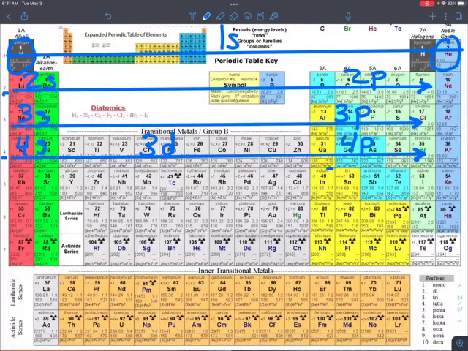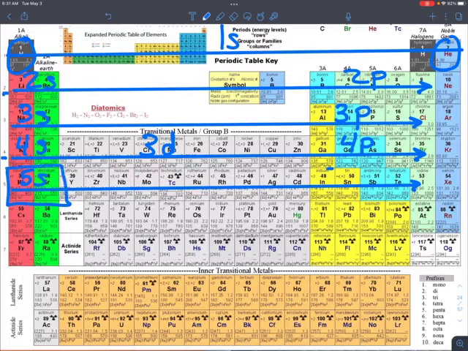Now we go down here to the fifth row. If we look at this fifth row, we have 5s. Why 5s? Because the first two are always found in that spherical shape. Now, if we're reading like a book, even if you don't use the cheat down at the very bottom, if this one right here was the 3d, then it would make sense that this would be the 4d here. And then we're going to come over here, and go back to our 5p.